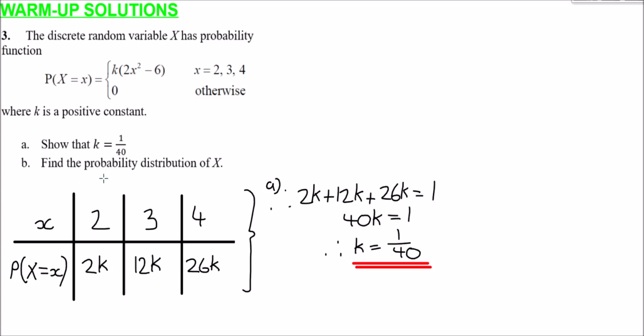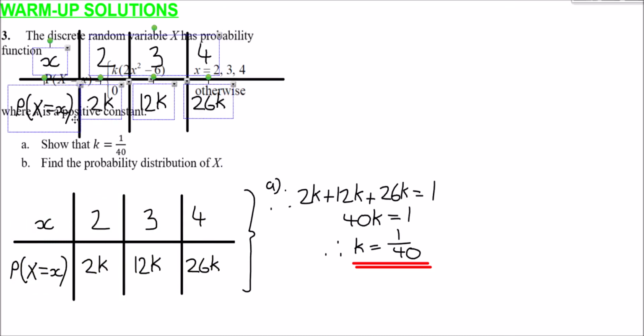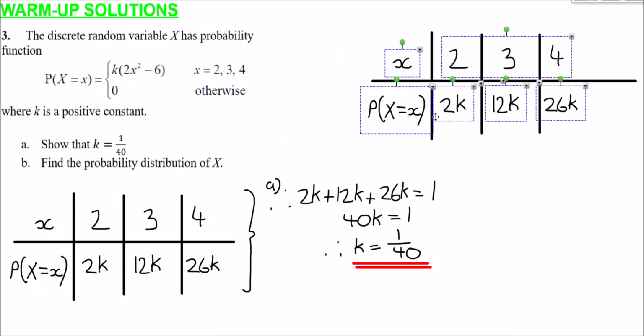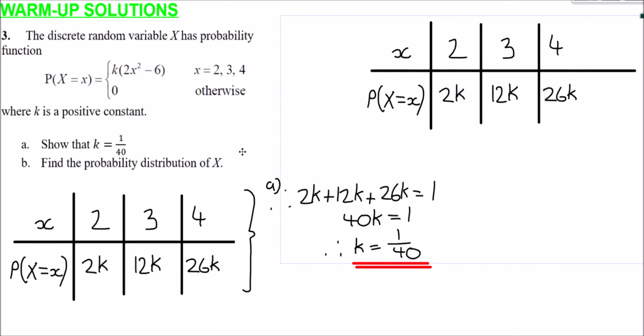Part B says to find the probability distribution of X. That's essentially just using what we've worked out for part A. So I can just actually copy this really and cheat in a way. So for B, we're just going to sub in what k actually is, and we've got our actual numerical distribution. So for part B, the probability of big X being 2 is 2k, but because k is 1/40th, this is going to be 2/40ths.